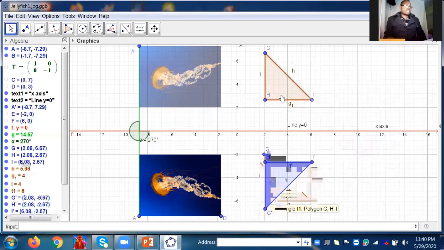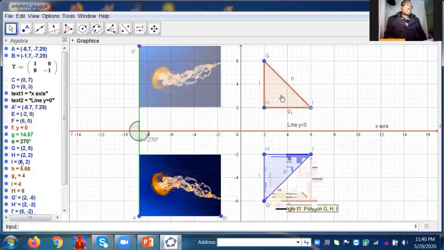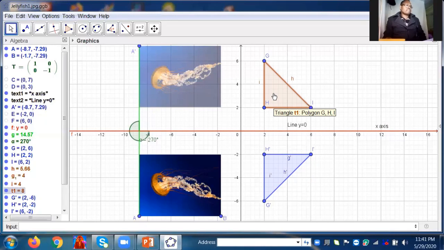That is the distance between the object to the mirror line, and that distance is the same as the distance from the mirror line to the image. And this is proof that the matrix T equals 1, 0, 0, -1 is a matrix of reflection on the x-axis, or the line y equals 0.